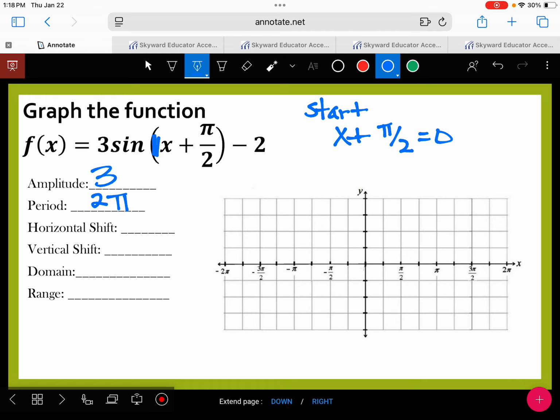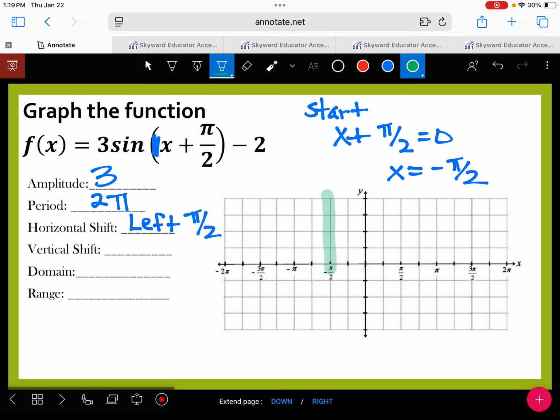So my new start, because x equals -pi over 2, means I'm going to go left pi over 2. I'm going to actually draw that in. I would normally be here for the beginning, right? But now I'm moving it to here. So now I'm starting here.